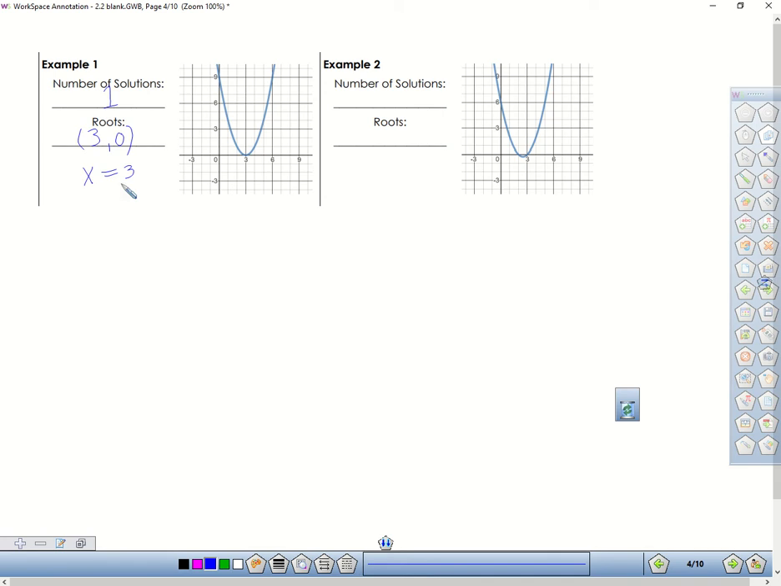Now moving on to number 2. If you look really closely on this one, how many solutions are there? Good. And then what are the coordinates? Good. (2, 0) and (3, 0). And roots can also be written in the form x equals 2 and x equals 3.